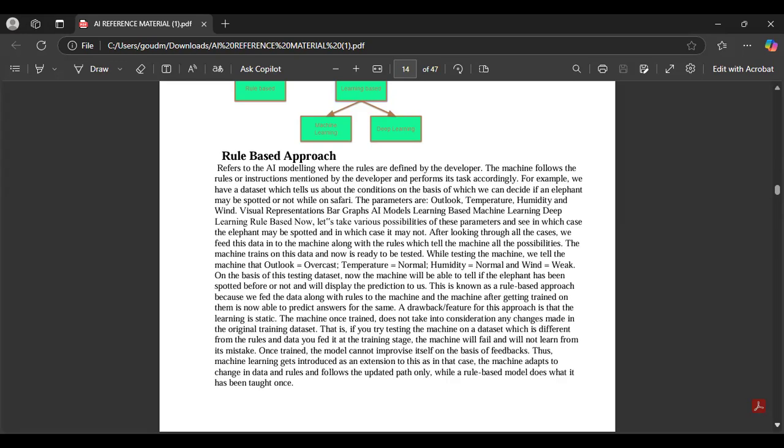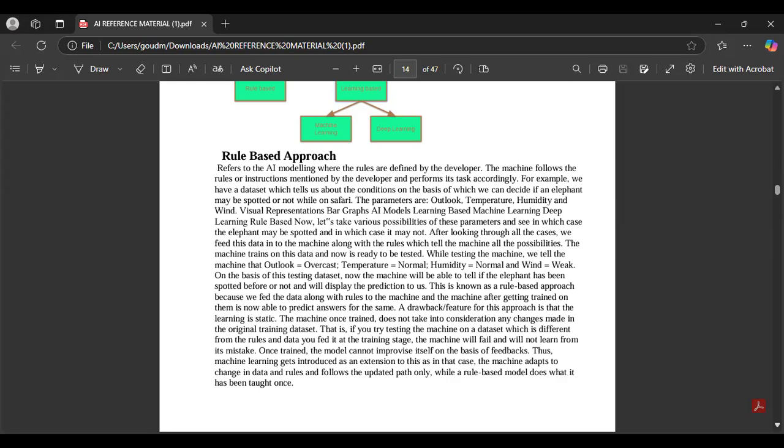When the outlook is forecast, the temperature is normal, the humidity is normal and the wind is equal, on this basis, what should happen? It should say that the elephant is spotted. The machine should say that if these parameters were there, the machine will predict that the elephant has been spotted, right? This is the rule based approach, meaning it will work according to the rules. Who will create the rules over here? The developers.